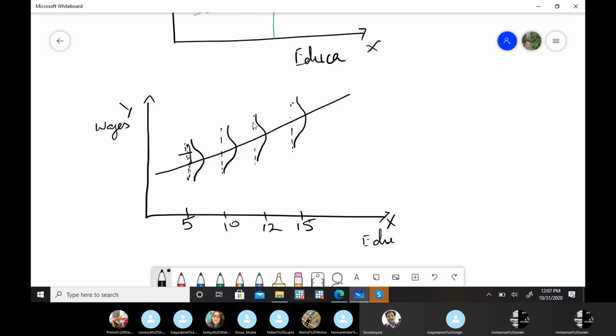Now, what would be the opposite? Let's suppose here the variation in the residual terms is this much, and at this particular level the variation is large. It might be that at another particular level the variation is small. This is the opposite of that particular assumption.